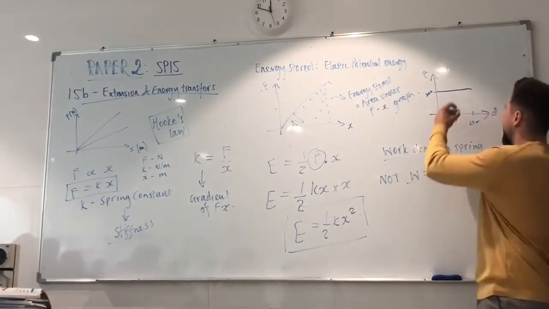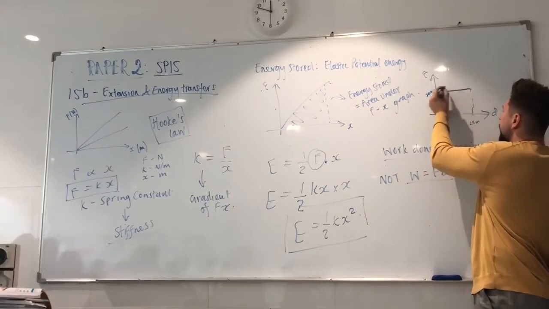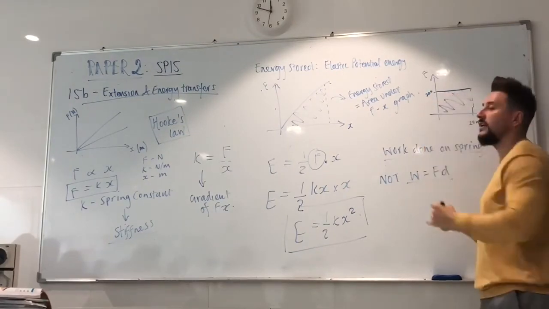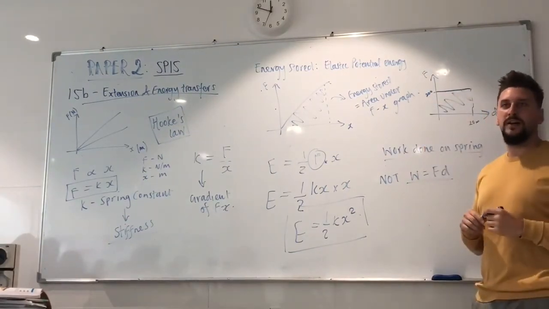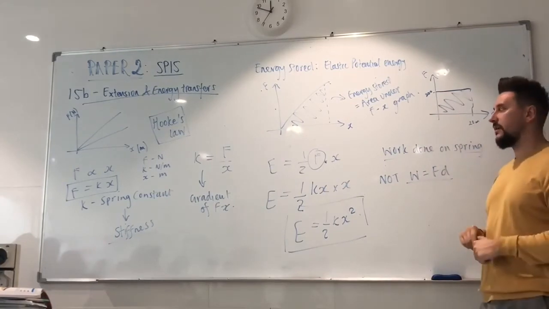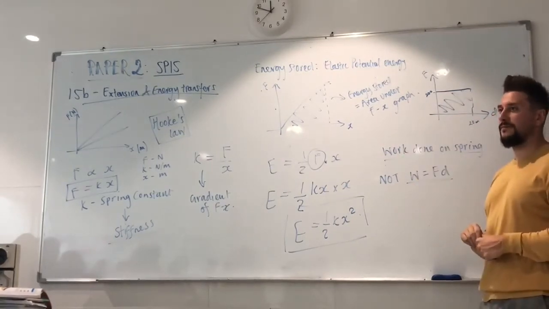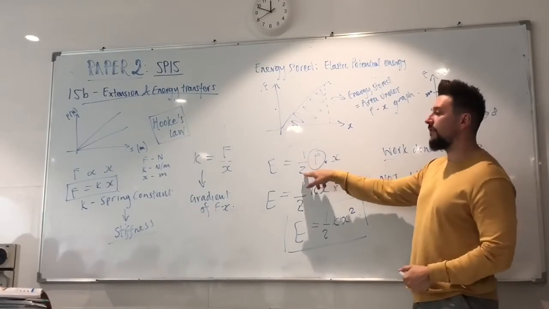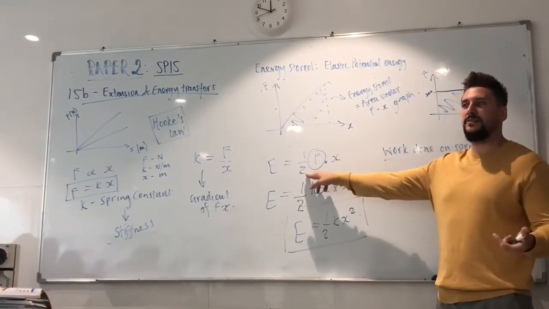If I want to find that energy, the work done, from this, I'll find the area underneath. It would just be a rectangle or a square. It would be force times the distance. But it's not the same for a spring. Okay? In the equation, you have the half in front of the force times the extension.